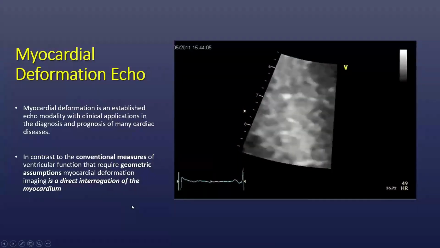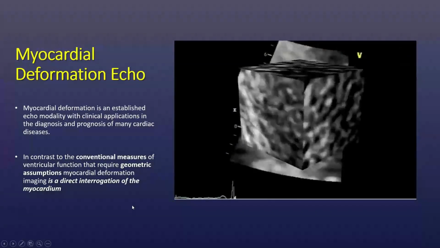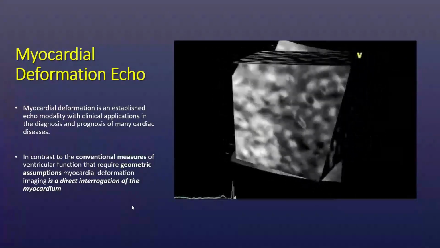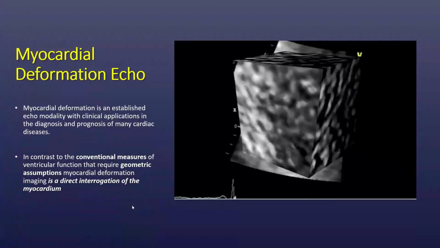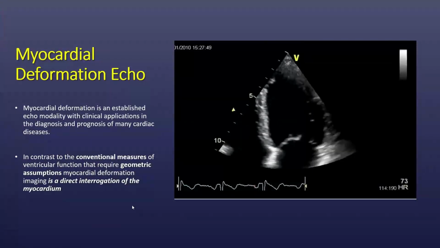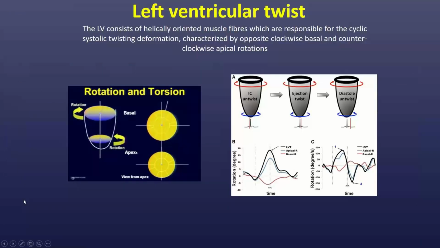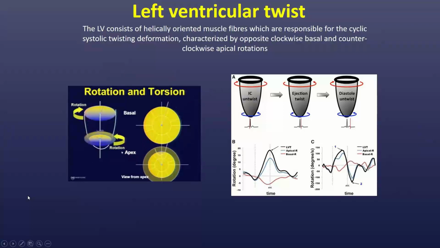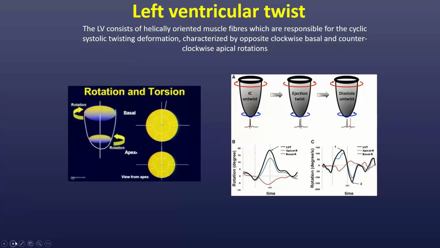By echo, we can use myocardial deformation imaging. In contrast to the other conventional measures of ventricular function that all require geometrical assumption, for instance ejection fraction, which is based on volumetric data, myocardial deformation imaging provides just information from the direct interrogation of myocardium. And with this technique, we can assess longitudinal function, circumferential function, radial function, but we can also assess rotation and torsion of the left ventricle.